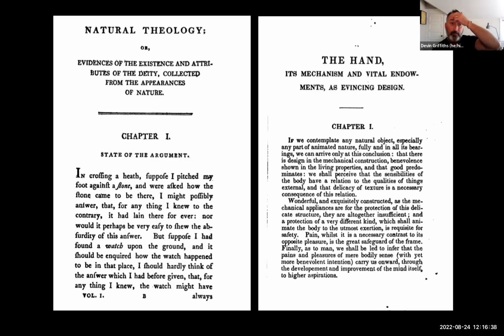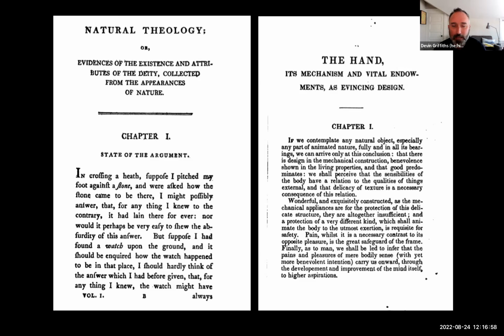We'll start with the very opening passage. In crossing a heath, suppose I pitched my foot against a stone and were asked how that stone came to be there. I might possibly answer that for anything I knew to the contrary, it had lain there forever. Nor would it perhaps be very easy to show the absurdity of this answer.